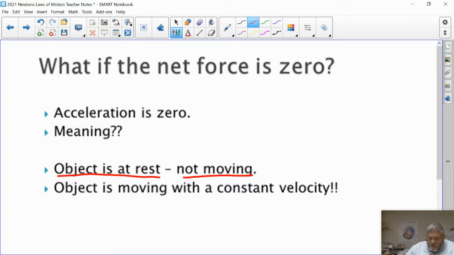If the object is already moving, it's moving with constant velocity. An acceleration of zero doesn't mean that it's not moving. It just means it's not changing how it's moving. So again, if it's at rest, it's going to continue not moving. But if it's already moving, it's going to move with constant velocity. It's not going to change speed or direction. It's going to continue in a straight line.